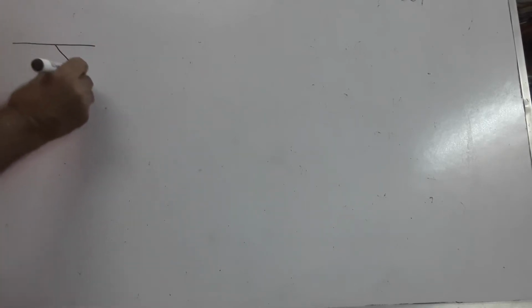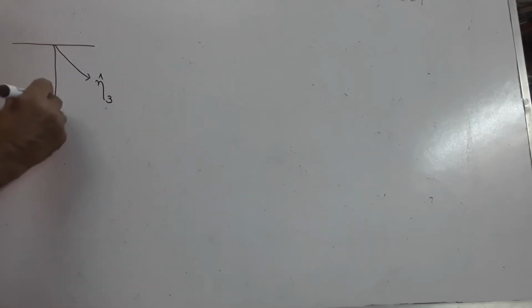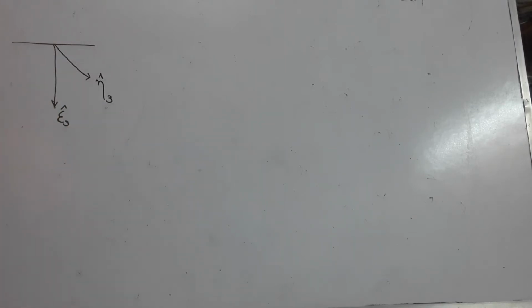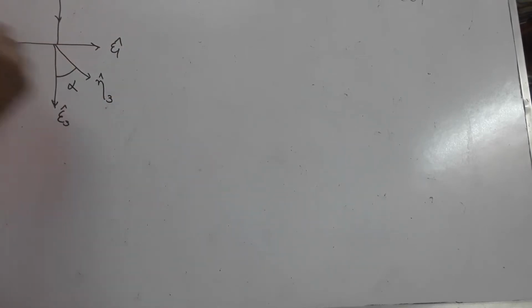We start now considering the case where the optic axis makes an angle alpha with respect to epsilon 3, which is normal to the surface of the crystal. We still consider the case when we have a normal incidence. This is my epsilon 1 and this angle is alpha.